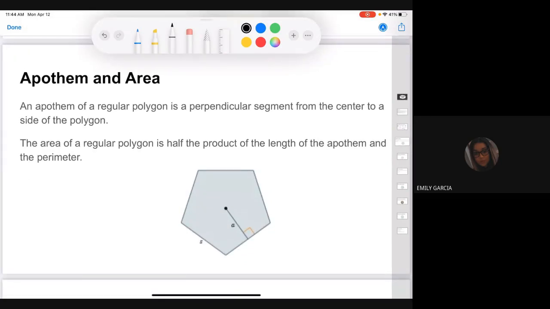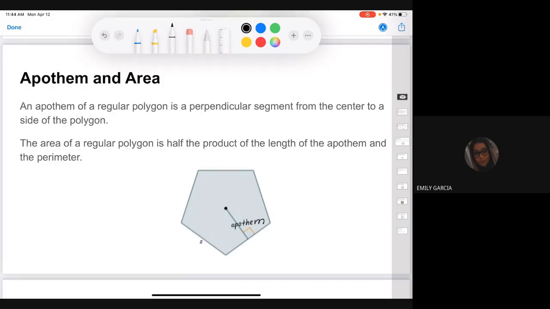So what we're going to look at is the apothem and the area. An apothem of a regular polygon is a perpendicular segment from the center to the side of the polygon. So this would be the apothem. And basically it's a perpendicular segment, so it's perpendicular to the side of the polygon and goes to the center.